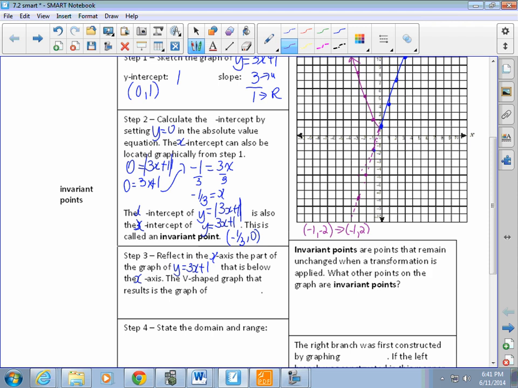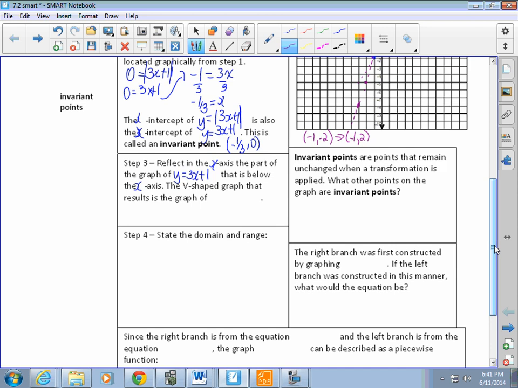Okay, so now it says state the domain and the range. For my domain, I can use any value that I want, so it's the set of real numbers. For my range, though, my graph was greater than or equal to 0.